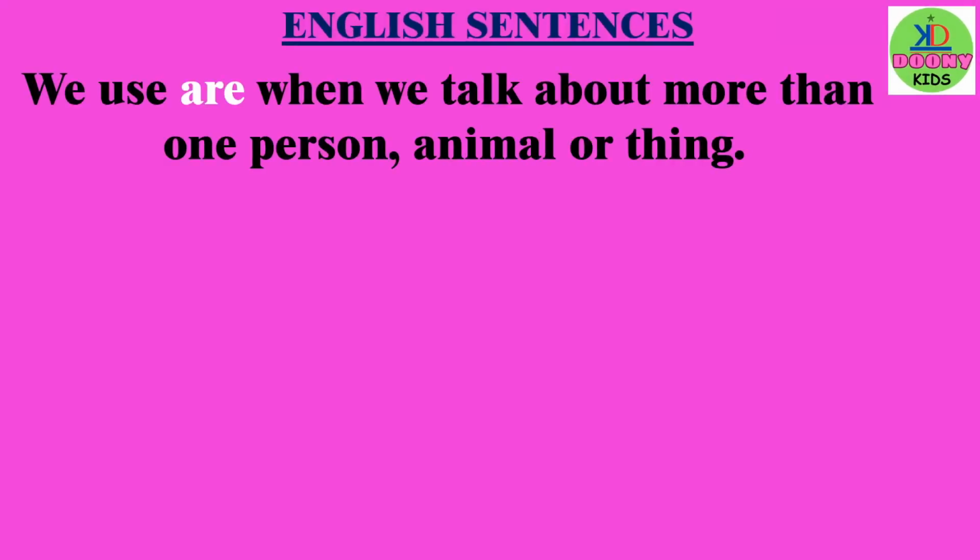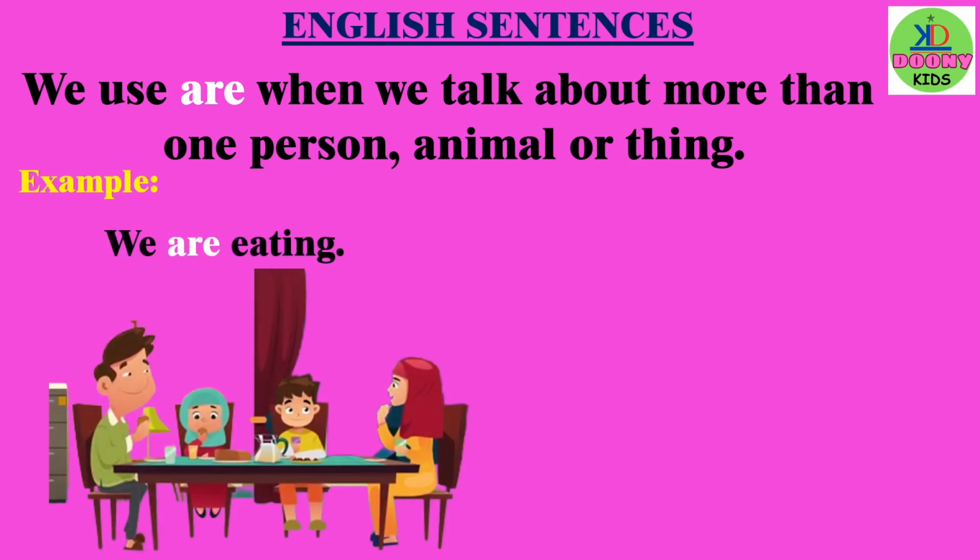We use are when we talk about more than one person, animal, or thing. Remember, children, we use are when we talk about more than one person, animal, or thing. Example: we are eating.